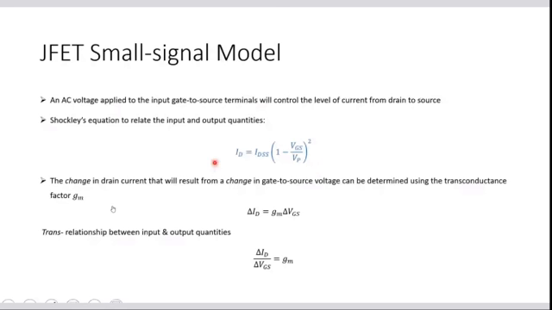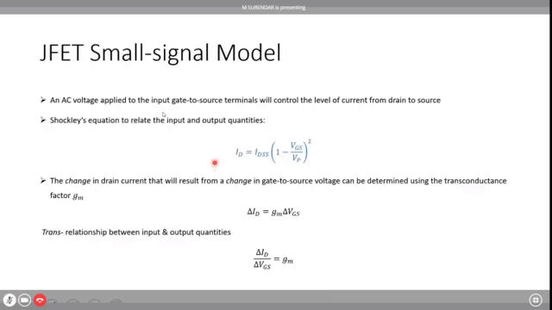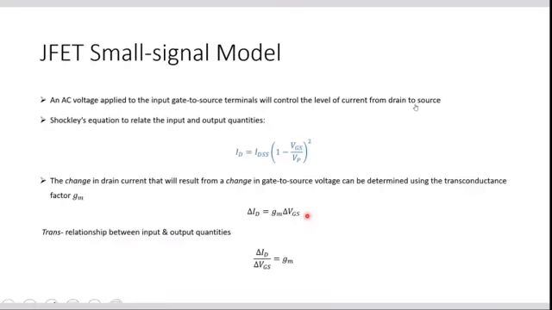And the change in the drain current is because of the change in the VGS. Change in the VGS means the change in the gate to source voltage that is being applied. That change in the VGS will directly reflect in the change in the drain to source current. This can be determined by the transconductance value here, gm. gm is the transconductance factor.